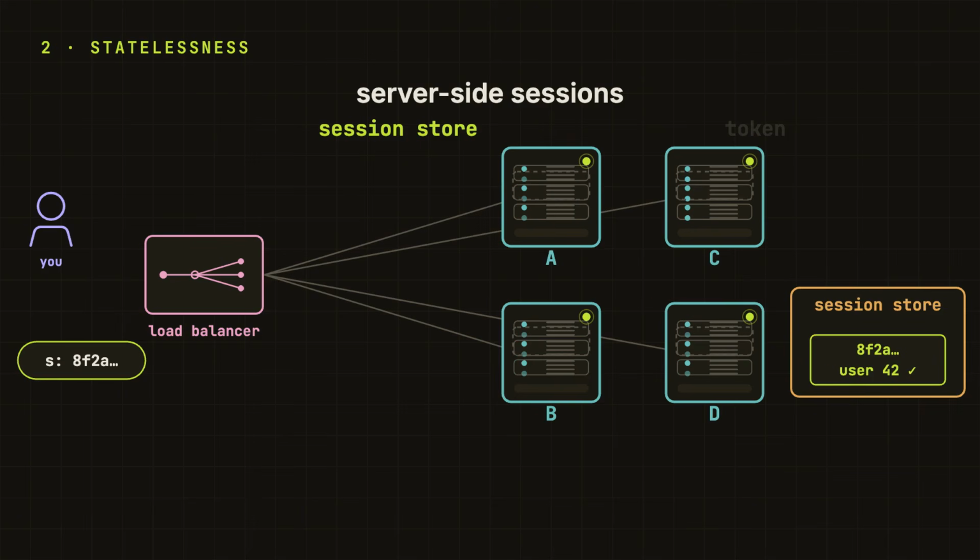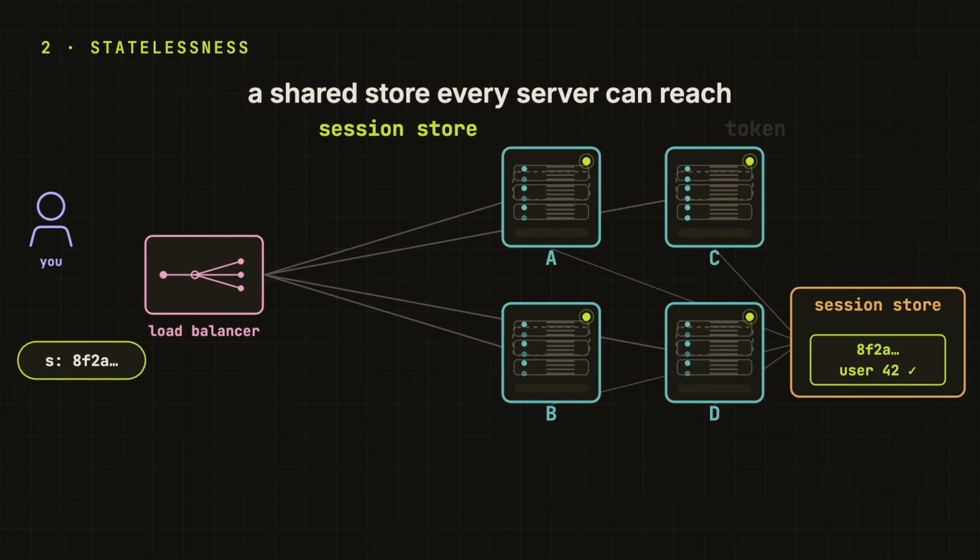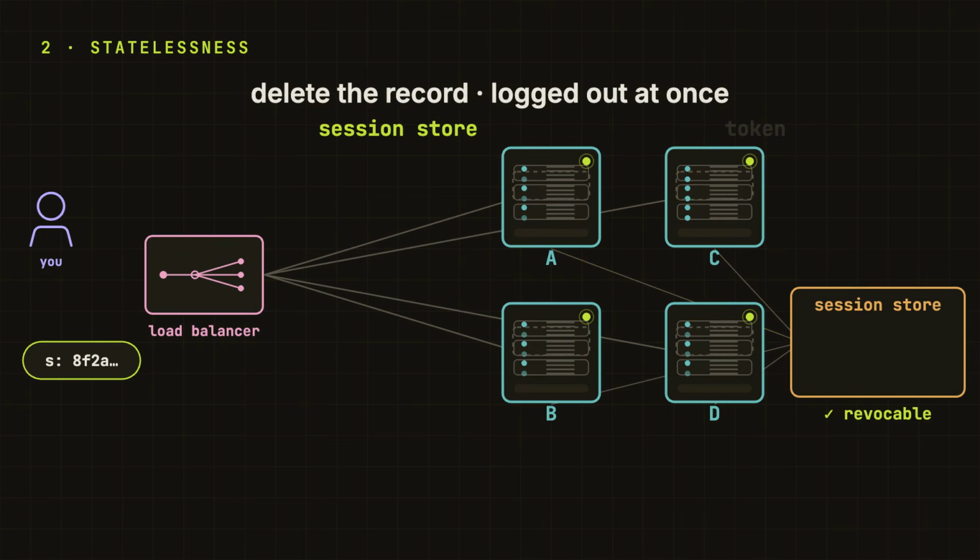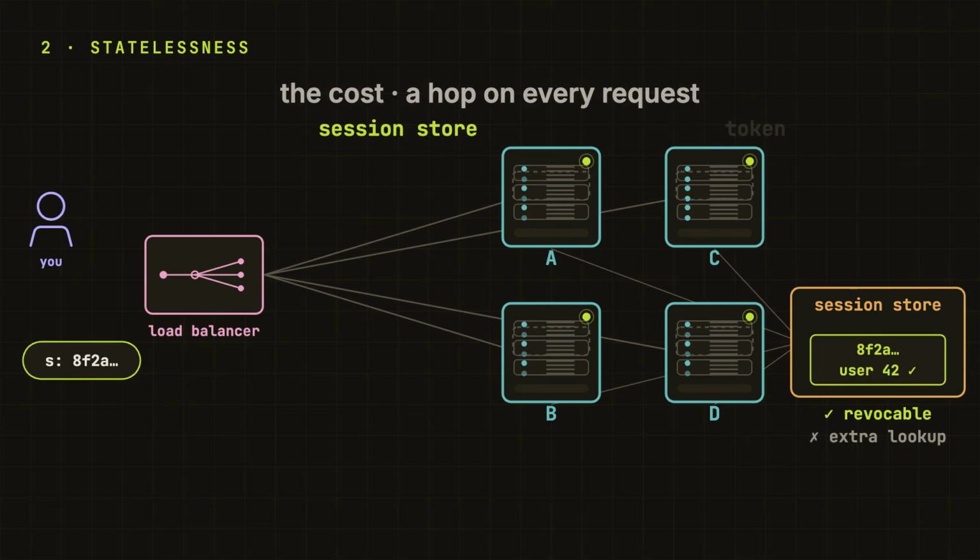When you log in, the server creates a session, a record that says this ID belongs to this logged in user, and stores it in a shared place that all servers can reach, like a Redis store. It gives your browser just the session ID in a cookie. Now, on every request, any server reads that ID, looks it up in the shared session, and knows who you are. The benefit, you can instantly cancel a session, like a logout. The cost, every request needs that extra lookup.